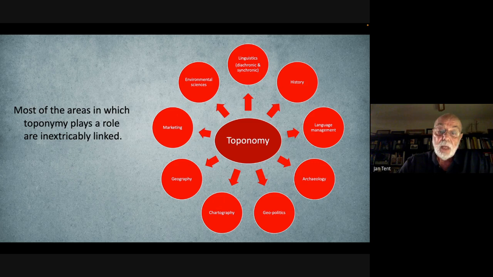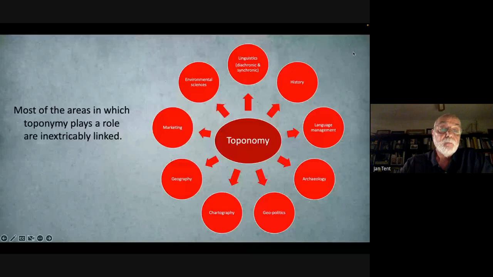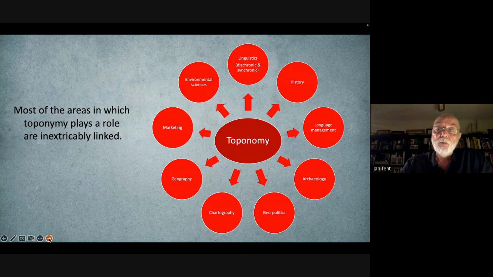So in cartography, geography, marketing and environmental science, and of course in linguistics, in diachronic and synchronic linguistics. So toponymy plays a very important role in all of these, and we'll have a look at some of these.